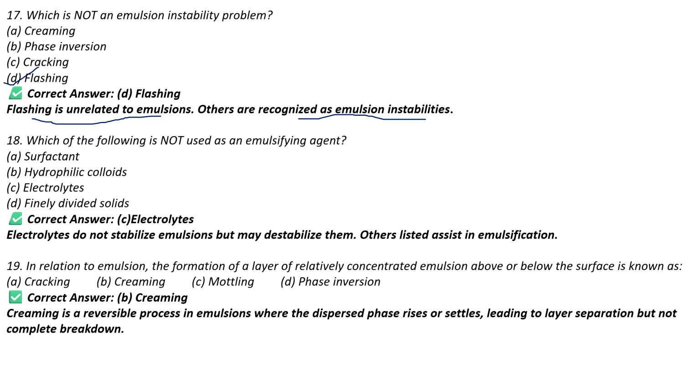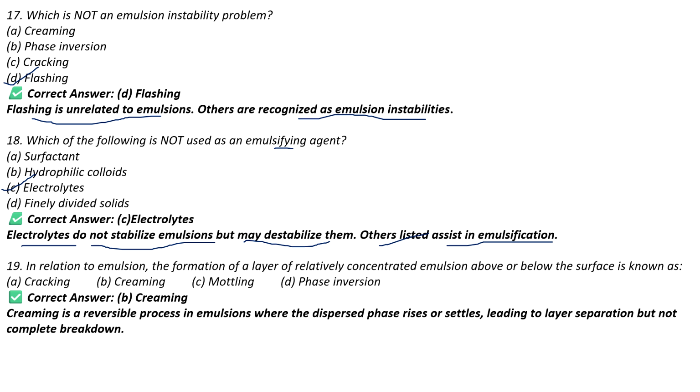Moving on to the next question. Which of the following is not used as an emulsifying agent? Out of the given 4 options, we have to tell which one is not used as an emulsifying agent. Options given are surfactant, hydrophilic colloids, electrolytes, finely divided solids. So electrolytes do not stabilize the emulsion but may destabilize it. So they are not used as an emulsifying agent, while the others listed, that are surfactant, hydrophilic colloids, and finely divided solids, assist in emulsification. So we can say option C, that is electrolytes, are not used as emulsifying agents.